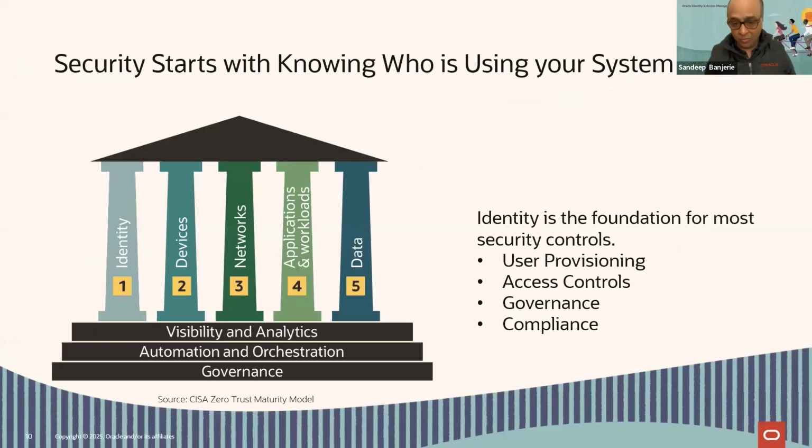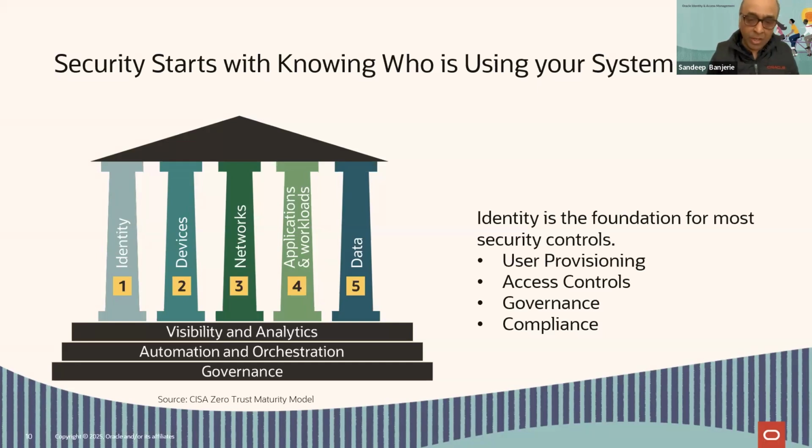Now, as you would look at from the image I've taken from the CISA Zero Trust maturity model, from the pillars of trust and the trust maturity model that's being mentioned, identity tends to be one of those foundational components of security controls that applies to all of these vertical pillars as well as the horizontal ones, because it relates to provisioning, it relates to access controls, and the governance and compliance requirements.